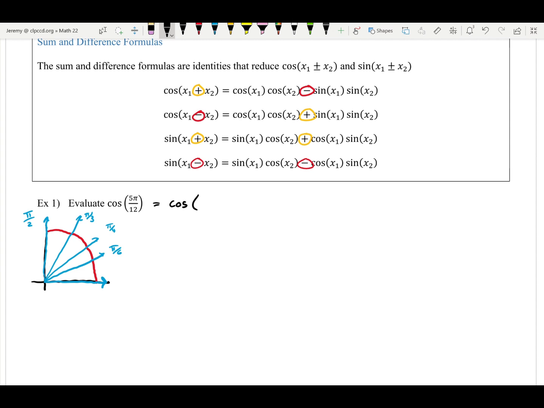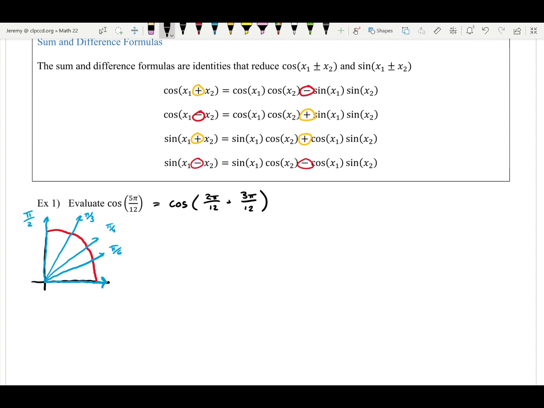It turns out there are many different ways that we could do this actually, but how about we try and break this into a sum? I'm just going to try something like, okay, 5 I could break up to 2 plus 3. So what if we did 2 pi over 12 plus 3 pi over 12?